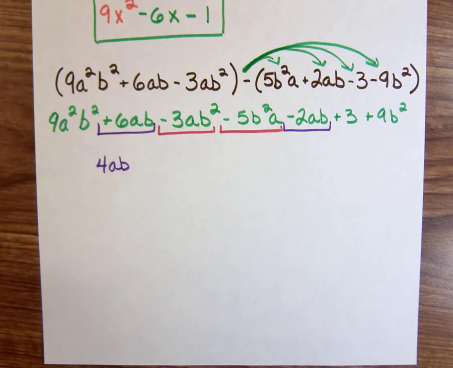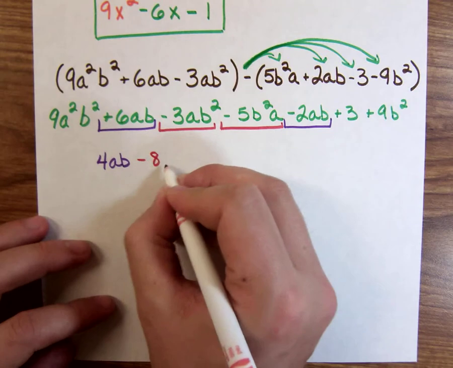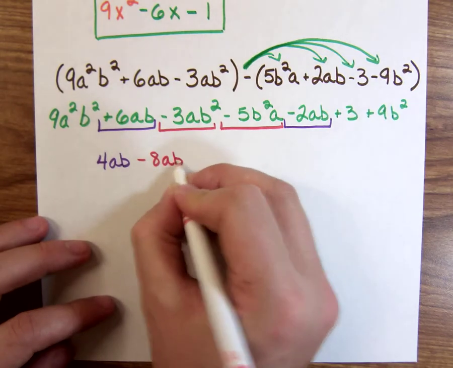Making a note here, it's definitely going to be on your final now. What's that when I combine them? No, that's not what I get when I combine them. Negative 8ab squared. There we go.